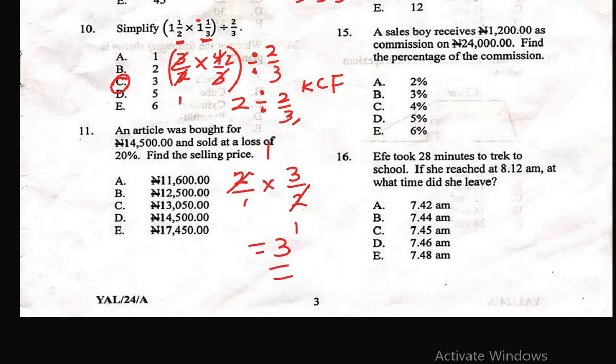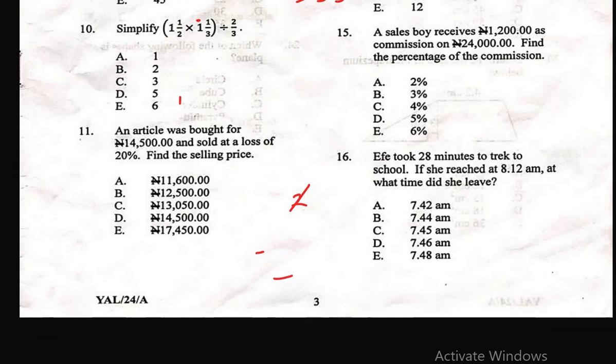Alright, so I'm going to clean what we have in question 10 so we can solve question 11. For question 11, the question says, an article was bought for 14,500. In mathematics, bought means cost price. So cost price, CP, let me abbreviate it, is always 100%. So let 100% be equal to bought. Was bought for 14,500, so it's equal to 14,500. And sold at a loss of 20%.